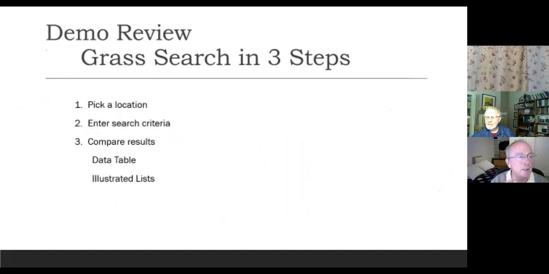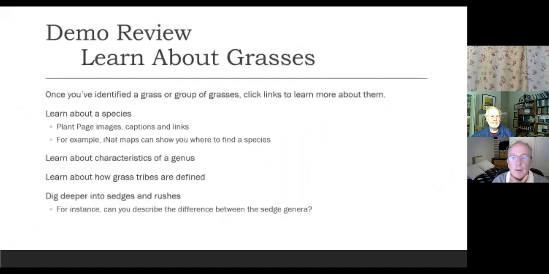So let's review what we did in the demo. The search: we picked a location, we entered search criteria, and we compared results. Once you've identified a grass or group of grasses, you click links to learn more about them. The plant page shows you photos and captions that describe a grass. It offers quite a few links to outside resources.